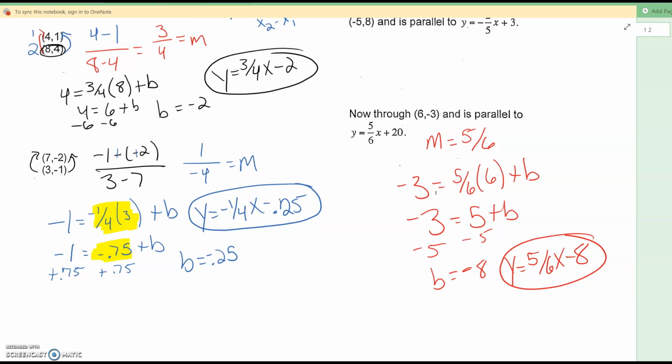For your last one, you should get your slope of 5/6 because it's the same. Parallel means same. Perpendicular, again, opposite reciprocal. Then you should get 5/6 x minus 8.